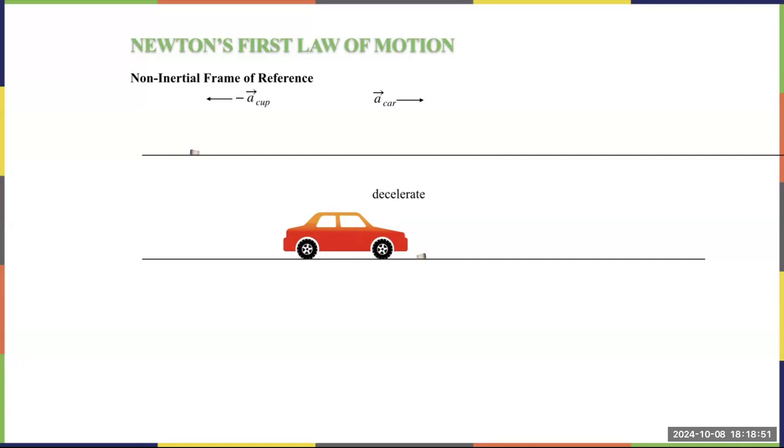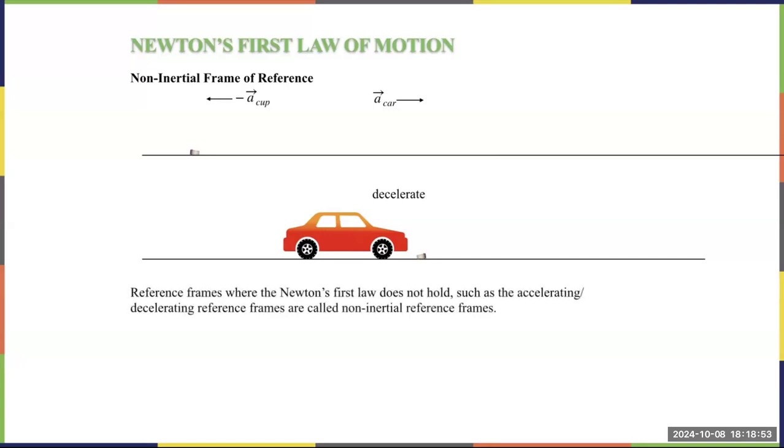Everyone is getting it. Very good. A frame of reference where the first law of motion does not hold, such as accelerating and decelerating frames, is called a non-inertial frame of reference. So Newton's first law of motion fails in a non-inertial frame of reference.